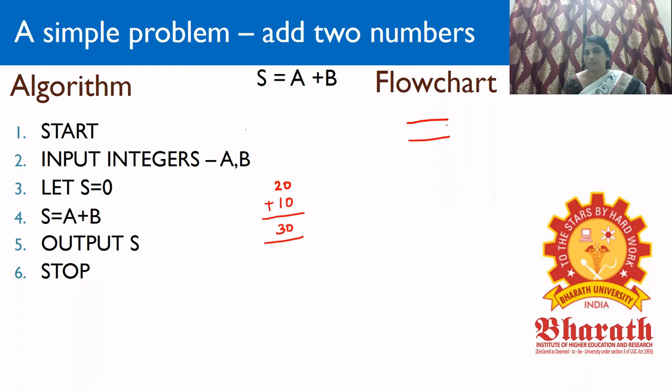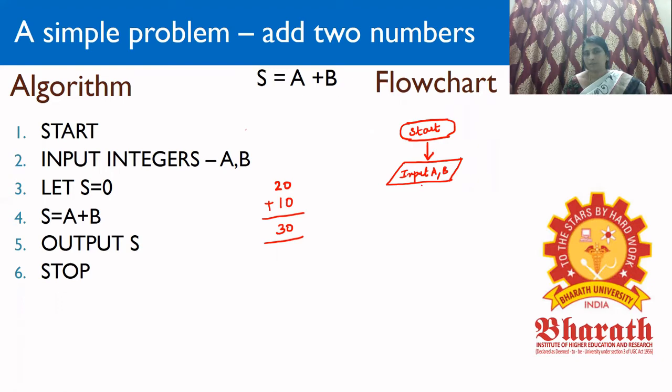So it may be from start. We need to start the flowchart. Then we need to input the integer. So the steps of the algorithm are given diagrammatically. So it's going to be the input. We need to start and we get the input. The inputs can be like 10 and 20. So we are writing input a comma b.